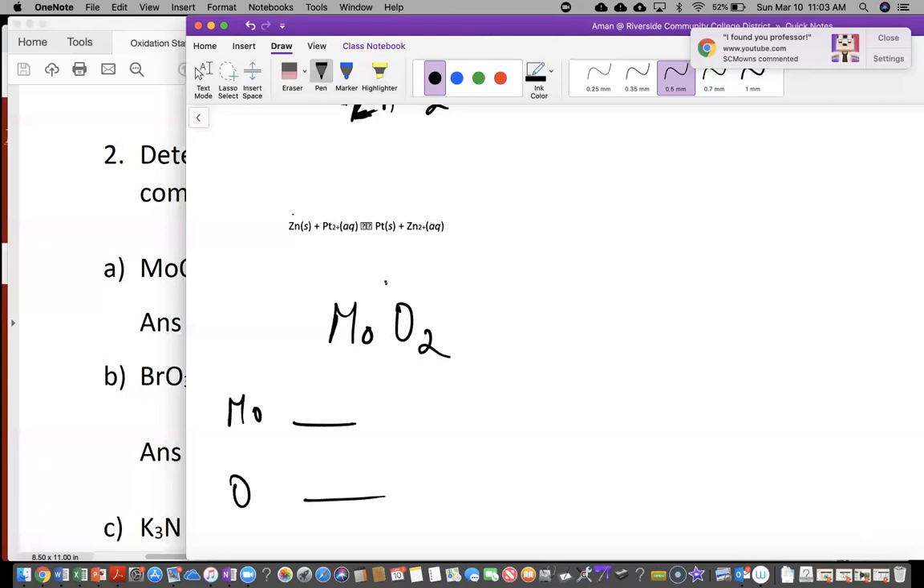So oxygen, so again, we're going to divide this, right? Oxygen is -2 times 2, so -4. So Mn? +4. +4, right? So that's it, +4 and -2.